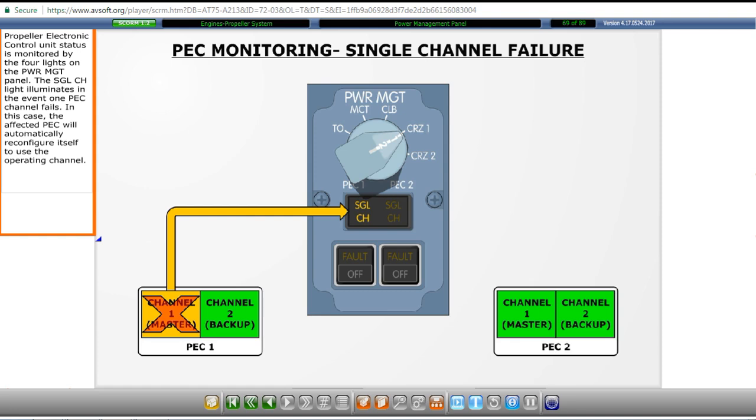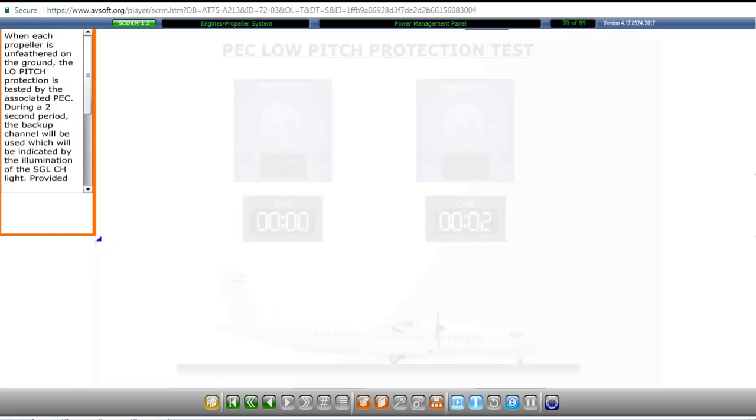Propeller electronic control unit status is monitored by the 4 lights on the Power Management Panel. The single channel light illuminates in the event one PEC channel fails. In this case, the affected PEC will automatically reconfigure itself to use the operating channel.